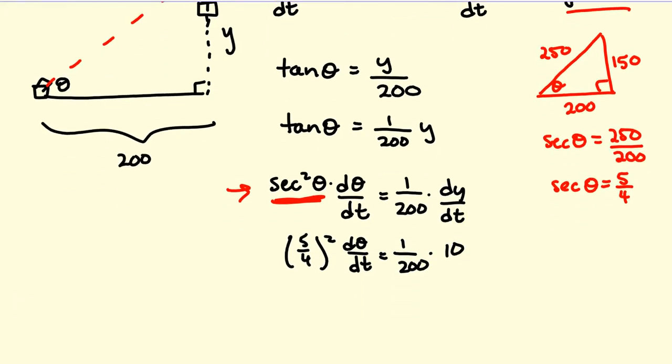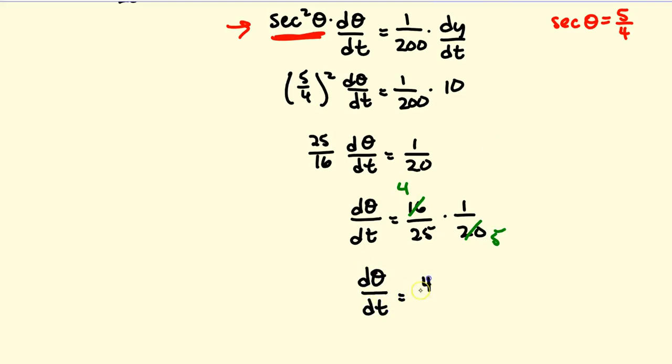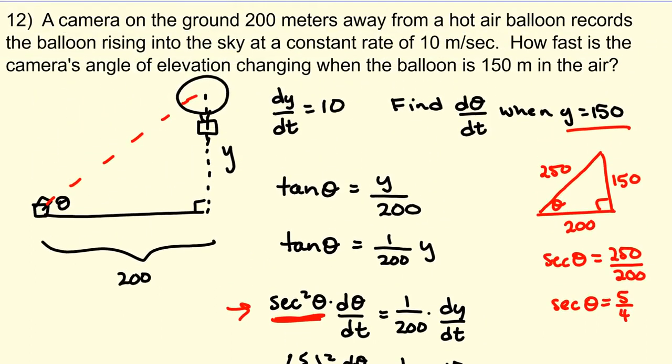So now we can solve for d theta/dt, and that gives us our answer. So we have 25/16 d theta/dt equals 1/20th once we reduce the 10 over 200. And then we'll multiply both sides by 16, divide by 25. We can reduce, and we get d theta/dt equals 4 over 125, and then our units would be radians per second.